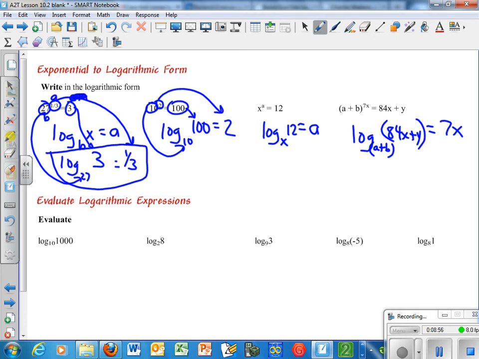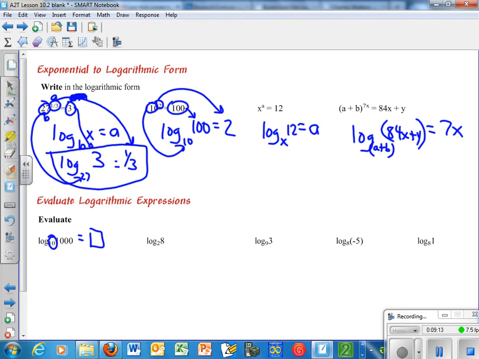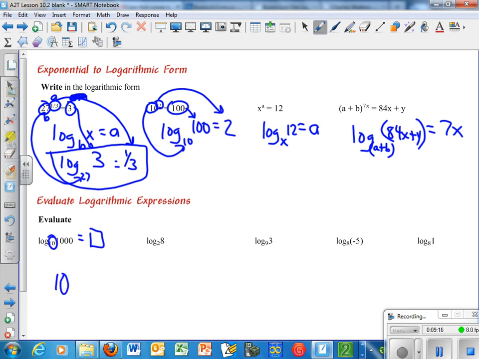All right, now let's look at actually evaluating some logs. We want to find out what this is equal to, so I'm going to draw an empty box there. So I really want to say this is my base. This is, if you think about from logarithmic form to exponential, that's the exponent. So 10 to some power, I'm going to call it 10 to an empty box power, equals the answer of 1,000.